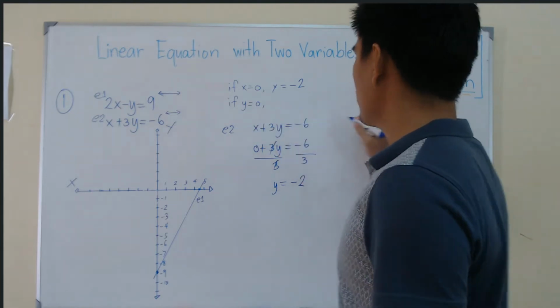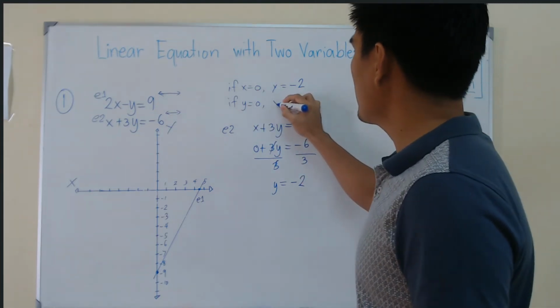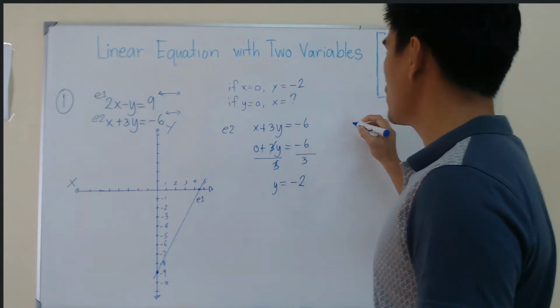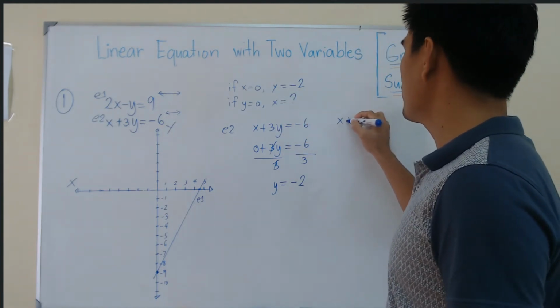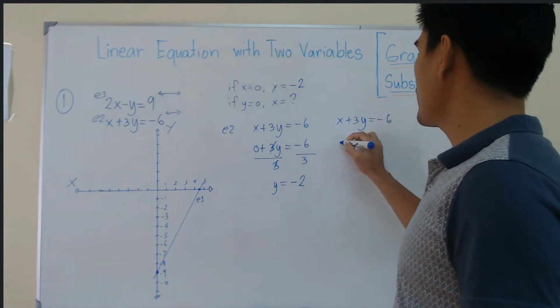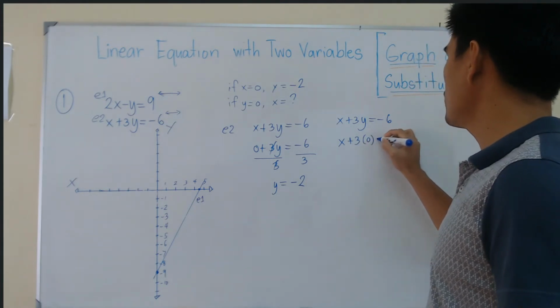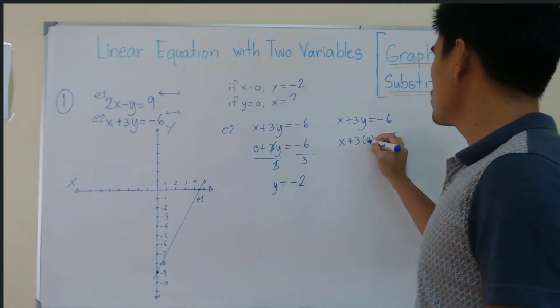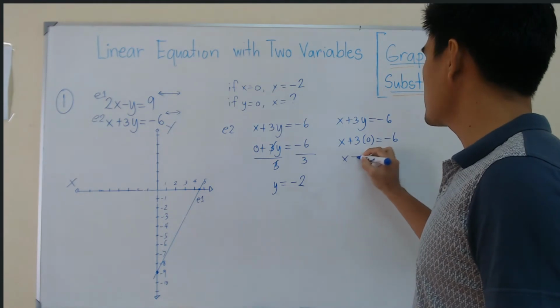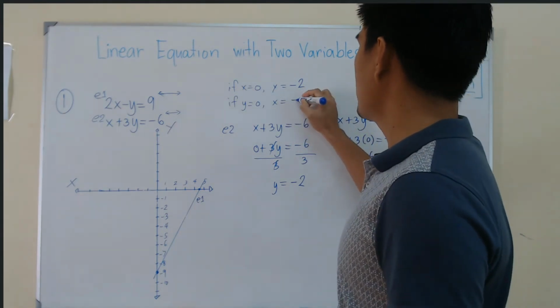Okay, so if y is 0, we have x is equal to what number? So we have x plus 3y is equal to negative 6. So we have x plus 3 times 0 is equal to negative 6. So you have 0, so you have x is equal to negative 6. So the answer is negative 6.